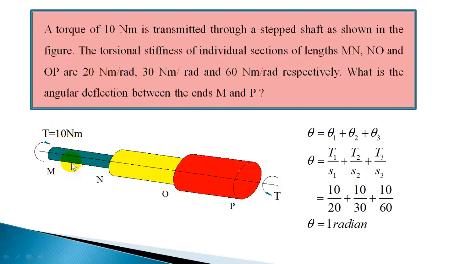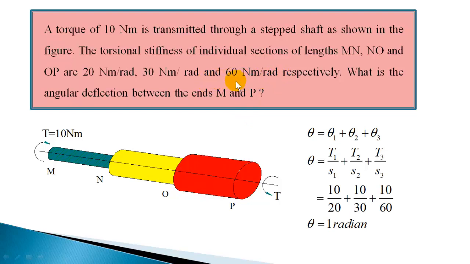Stiffness means the torque required to produce unit angular twist. So 20 Newton meter torque is required to produce 1 radian angular twist in this portion. Whereas this is more stiff, 30 Newton meter torque is required to produce 1 radian twist. Similarly, this is the maximum stiffness, 60 Newton meter per radian.